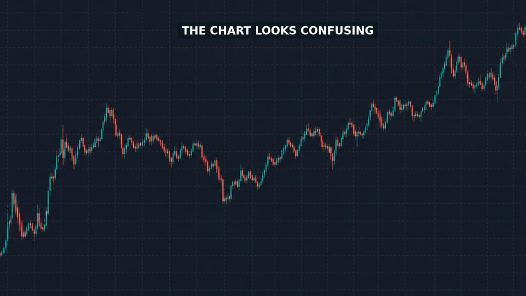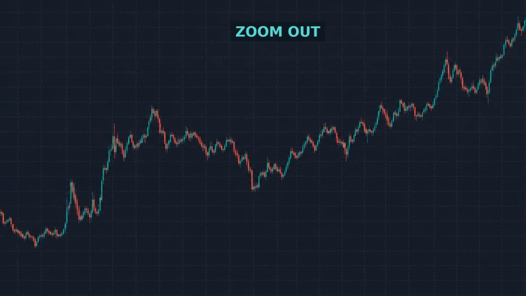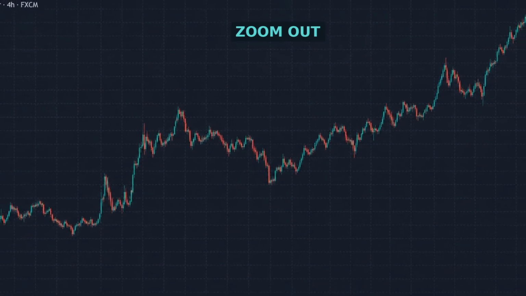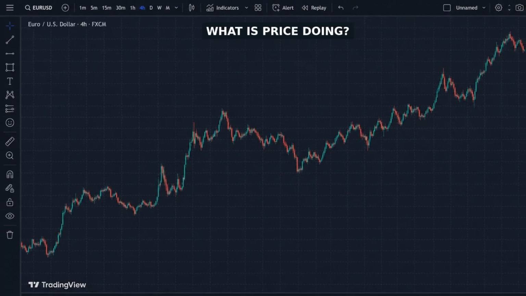If the chart looks confusing, zoom out. Important swing points become easier to identify when we stop concentrating on every small candle. Ask this simple question: is price making progress upward? Is it making progress downward? Or is it repeatedly returning to the same area?